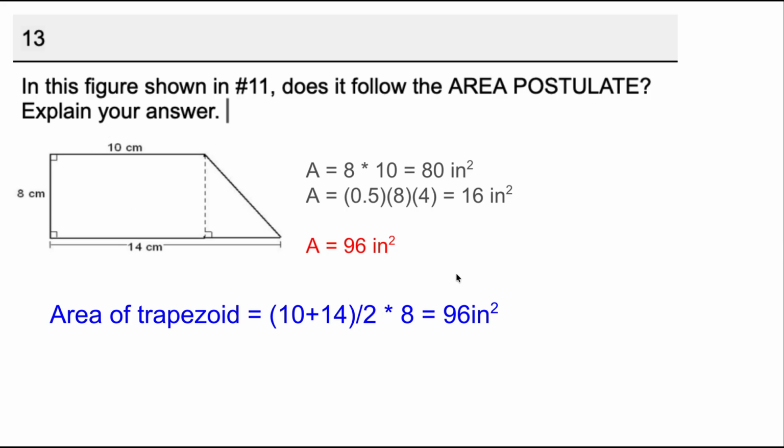96 inches. And so since we got the same exact area, finding it separately, adding them together, and finding it as a whole shape, this does prove the area postulate because it says that we could find the sum of the individual non-overlapping shapes and add them together for the total area. And so we have done that.